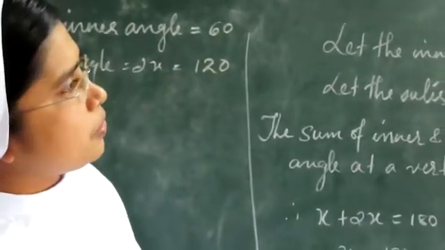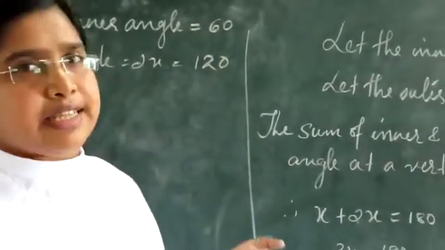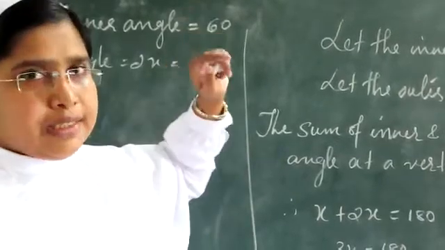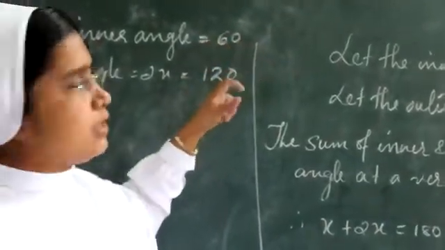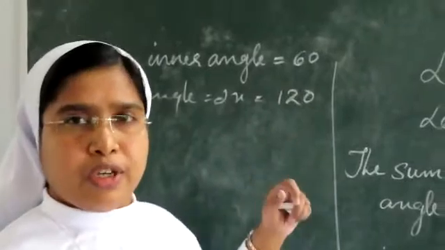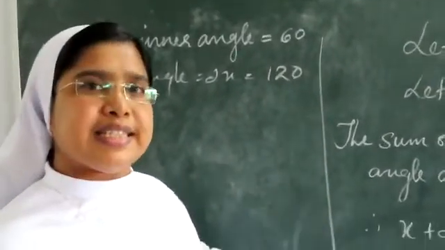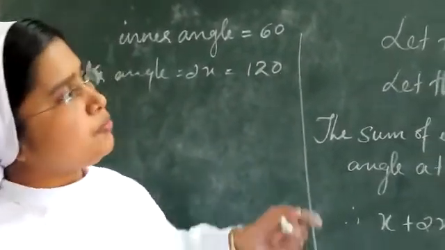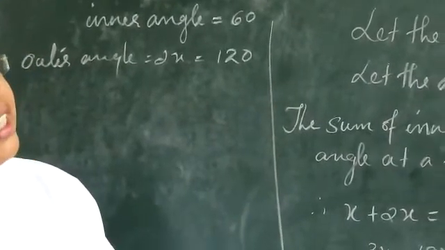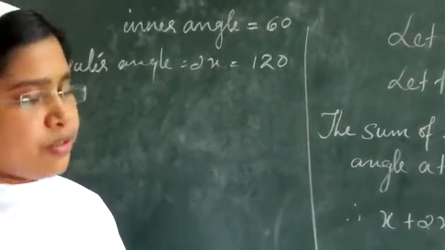Now the second part of the question is: how many sides does it have? We know the inner angle is 60 each and the outer angle is equal to 120 each. But do we know how many sides it has? We do not know. So that is the question.